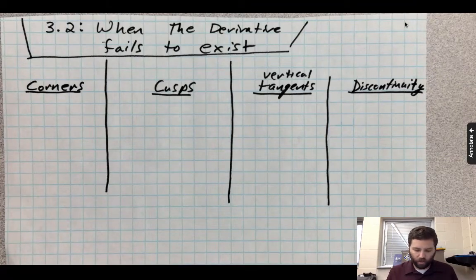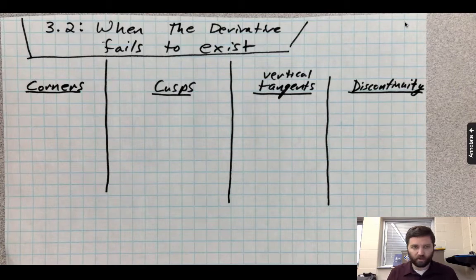Okay, we are going to talk about when the derivative fails to exist. Section 3.2 is about when the derivative doesn't exist. We have already looked at many places where the derivative doesn't exist, and we've discussed it. Now we're going to try and formalize it and tell you here's all the places where it's not going to exist. We'll also talk about differentiability in general.